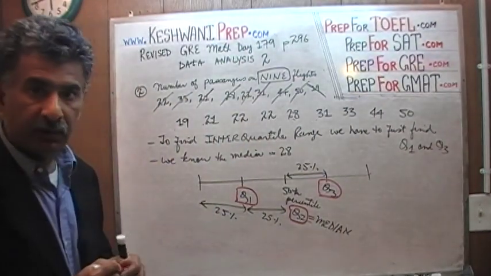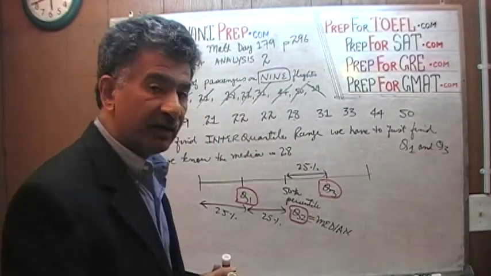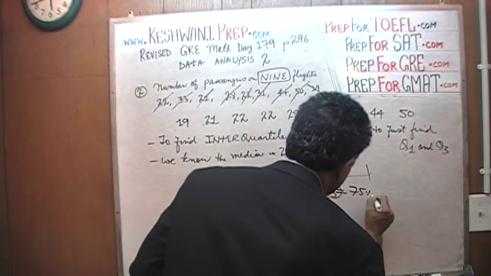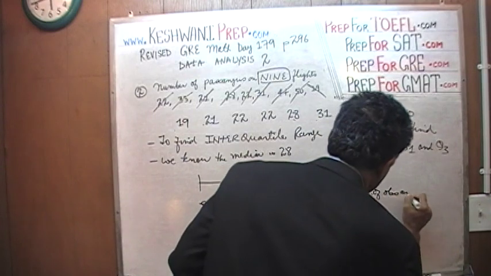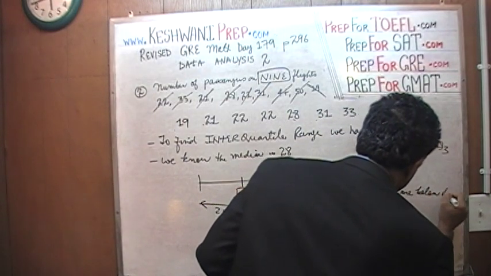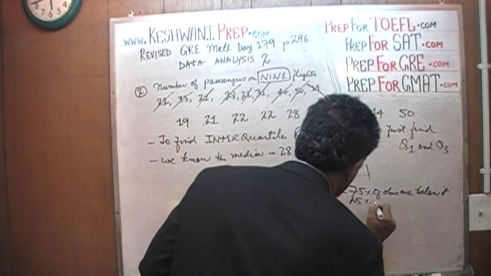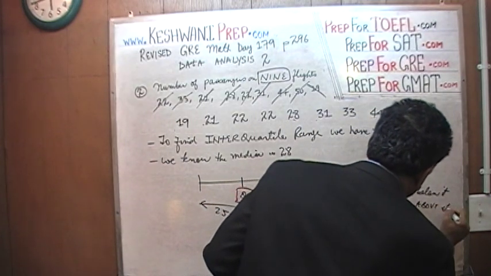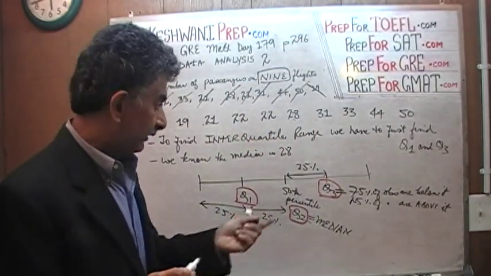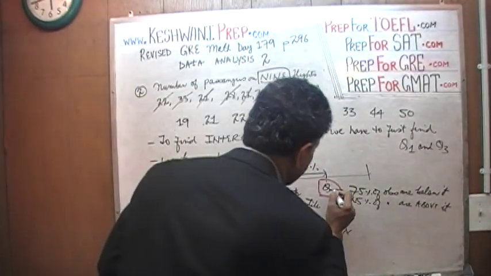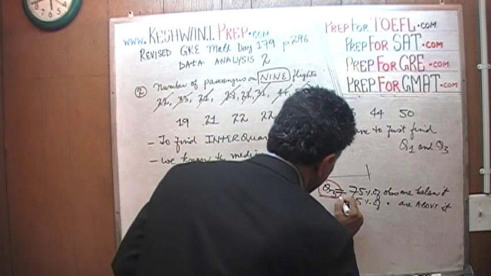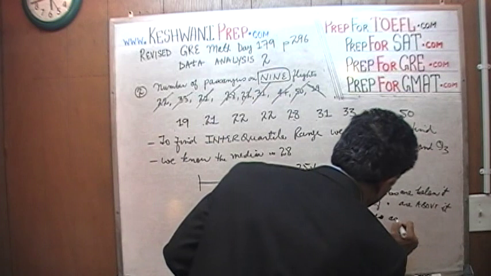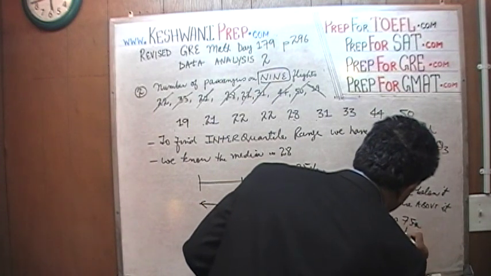If you have a figure for the third quartile, what it tells you is that 75% of the observations are below it. Third quartile means 75% of the observations are below it, and 25% of the observations are above it, which is the same as the 75th percentile. This third quartile is the same as the 75th percentile.